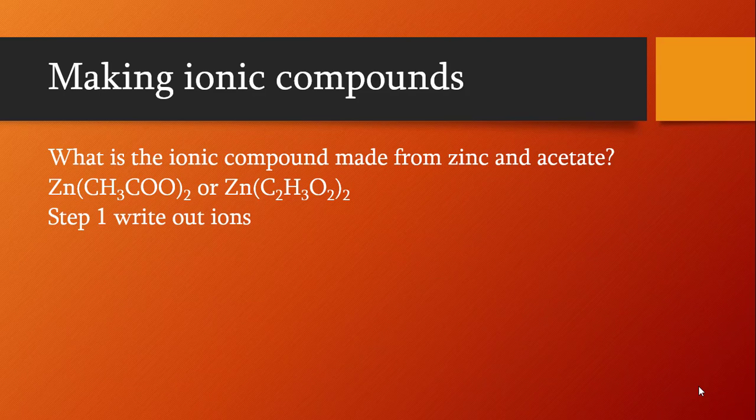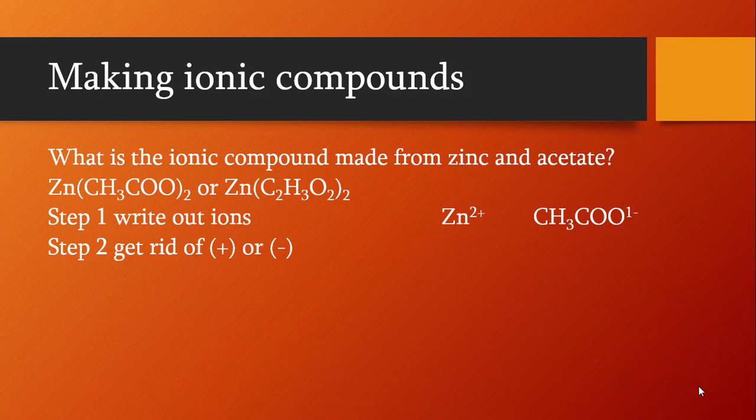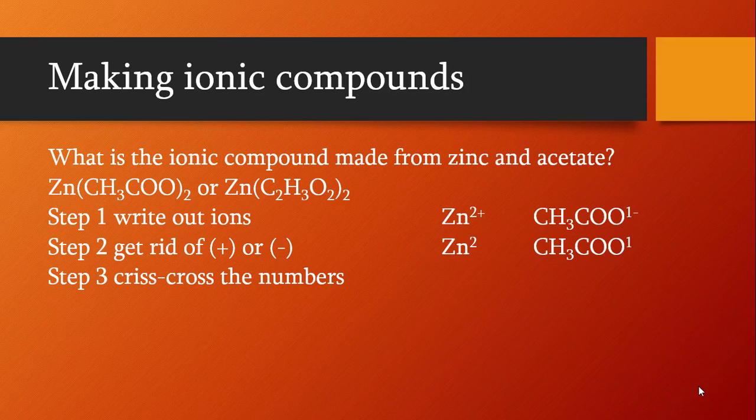So you write out the ions. Zinc is always 2 plus. Acetate is CH3COO 1 minus. Step 2, get rid of the plus or the minus sign. So now it looks like this. Do our crisscross, bring the 2 down around the acetate, the 1 to the zinc.